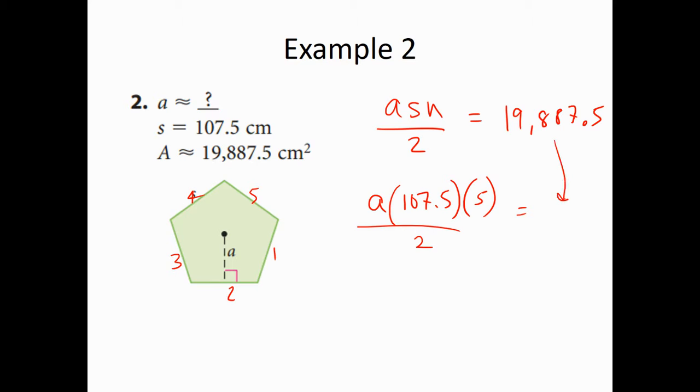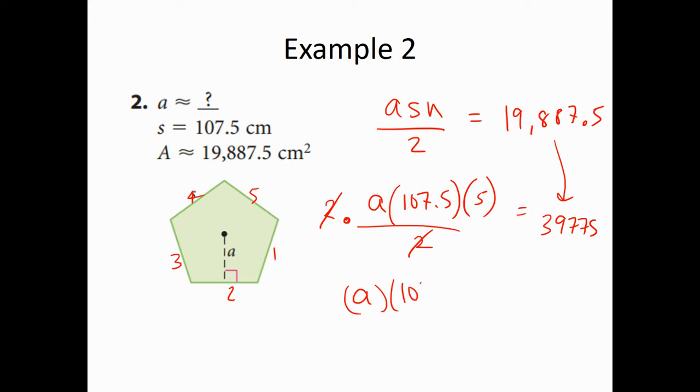Okay, and then we have this number here. So what should we do first? I would highly recommend just multiplying everything by 2 first, because that will cancel out this 2, and then that will double this number. So 19887.5 times 2, 39775. You could just keep that number in your calculator.